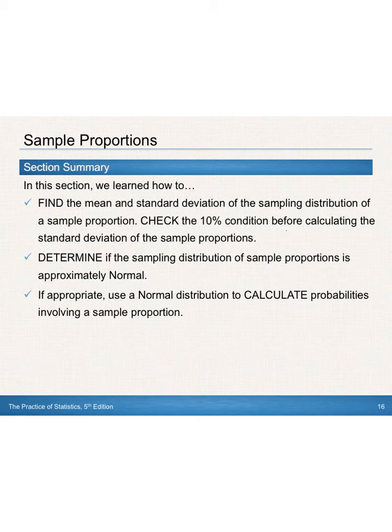Key issues here are making sure you understand that the sampling distribution tends to be approximately normal, and you can use binomial calculations and the formula only if you meet your 10% condition, and you can use normal calculations only if it meets the normal condition.